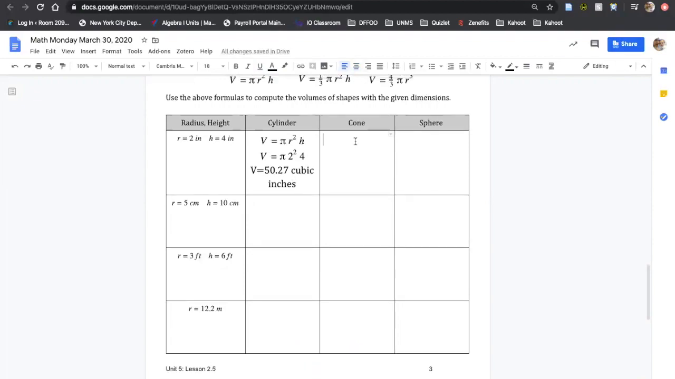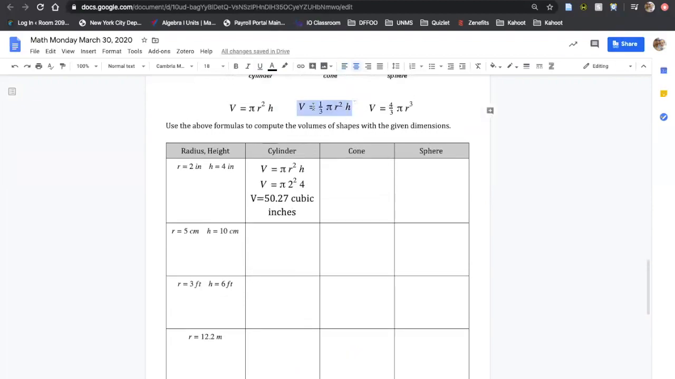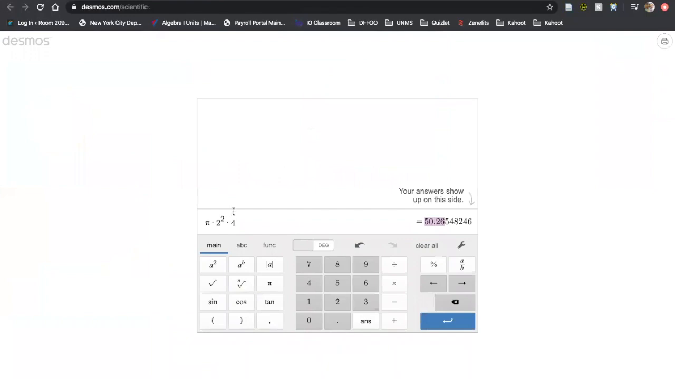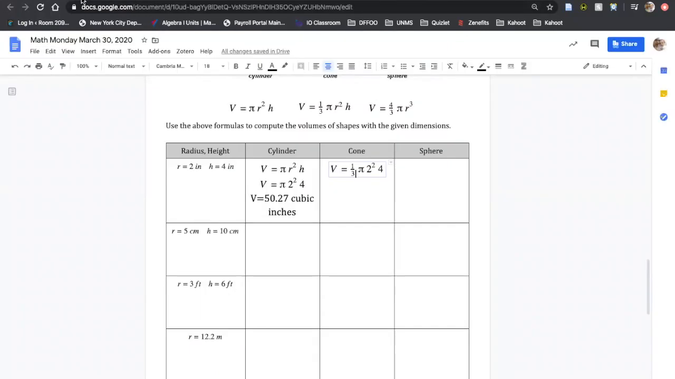Now, same thing for the cone, right? Let's copy this formula down, paste it right here. And again, I'm using the same exact radius, the same exact height. So my radius here is 2. My height is 4. Now I need to just go back to this calculator. So I've already got this in here, right? Pi times 2 squared times 4. Actually, the only thing that I need to add in here now is this 1/3.